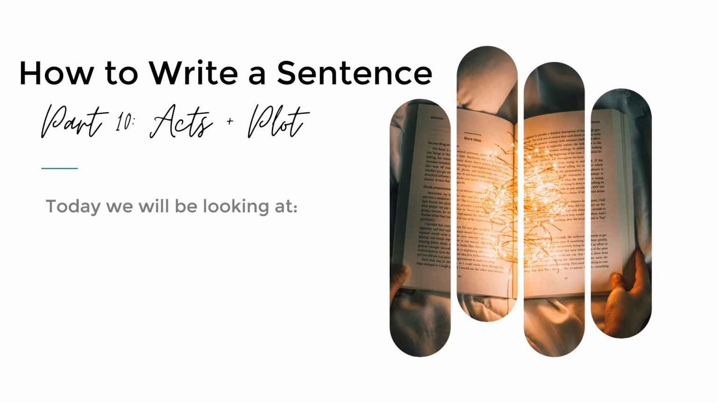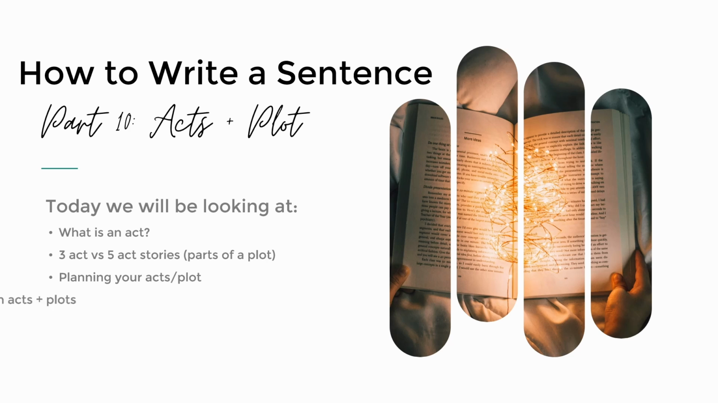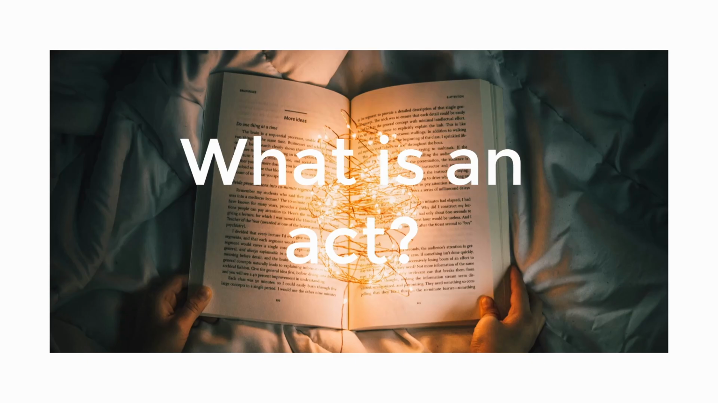But this is part 10 of How to Write a Sentence. Acts and plot. These two things go together, so I thought we should just talk about these in the same video today. So today we will be looking at what is an act, and the 3-act versus 5-act stories, which you could also just call parts of a plot, planning your acts or your plot, and common mistakes in acts and plots. So what is an act?